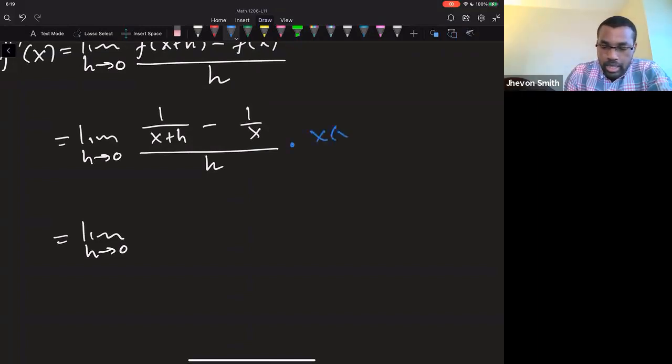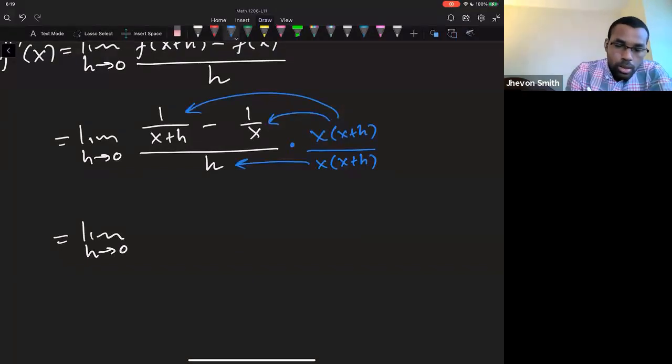LCD in this case is x times x plus h. So this is going to be multiplying those two, and then we multiply straight across. If I take x times x plus h and multiply by 1 over x plus h, the x plus h's would cancel, so I'm just left with x in the first position. And if I take x times x plus h times 1 over x, the x's would cancel, so I'm left with x plus h in this position.